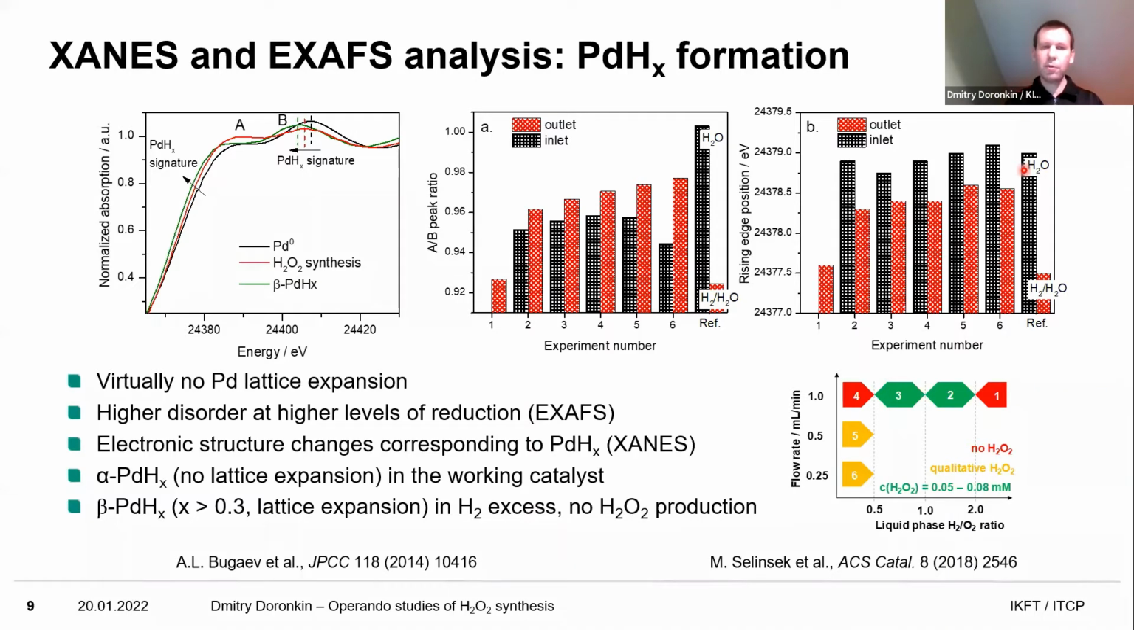So we have virtually no palladium lattice expansion that we get from XAS data. That's valid for the green and yellow marked data. We have high disorder for those data sets, which is sometimes a signature of hydrogen disturbing the lattice. So the electronic structure corresponds to palladium hydride, but the changes are not so strong as we see them in beta hydride. And that is typically attributed to alpha hydride, so no lattice expansion in the working catalyst.